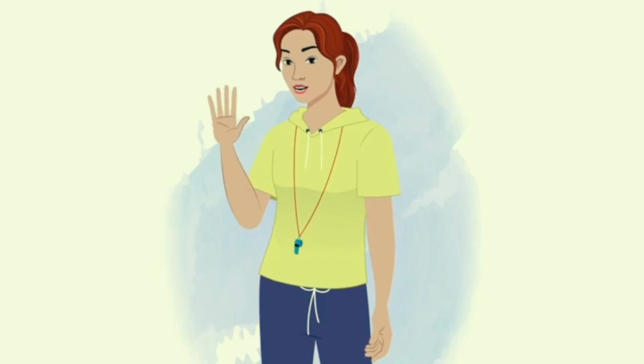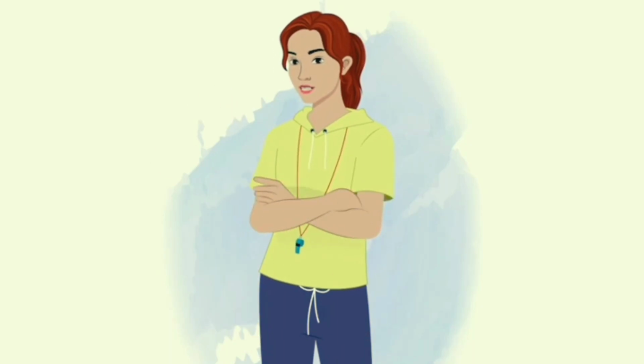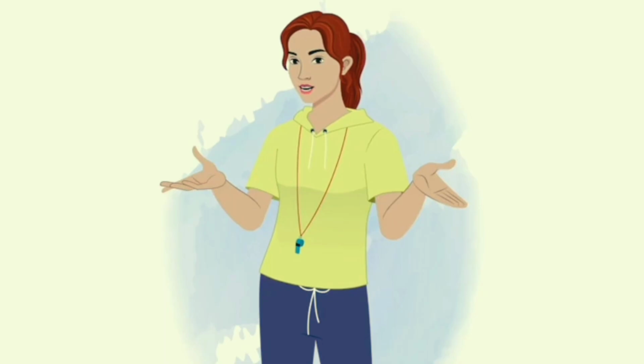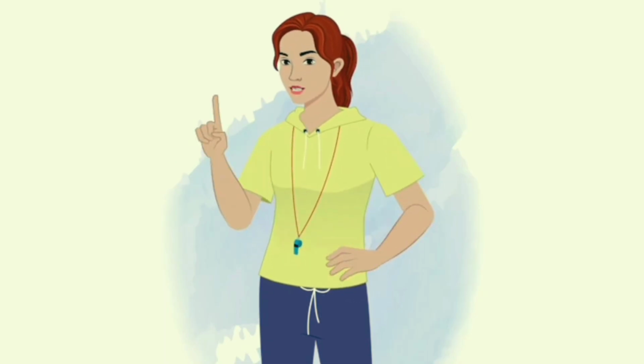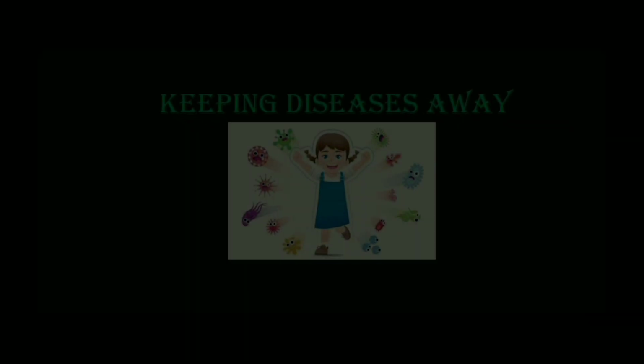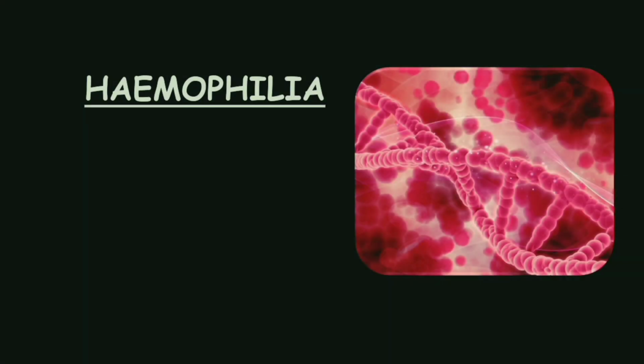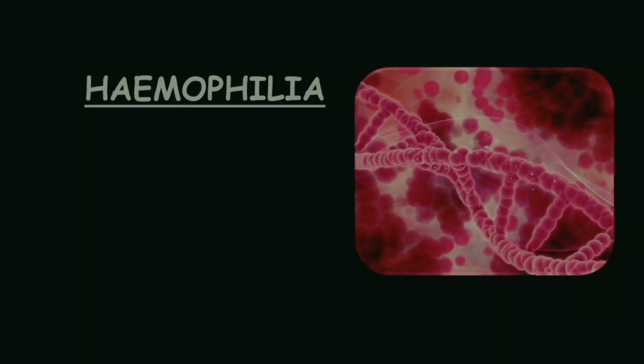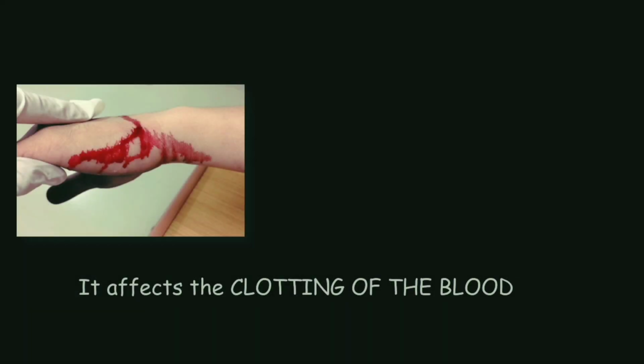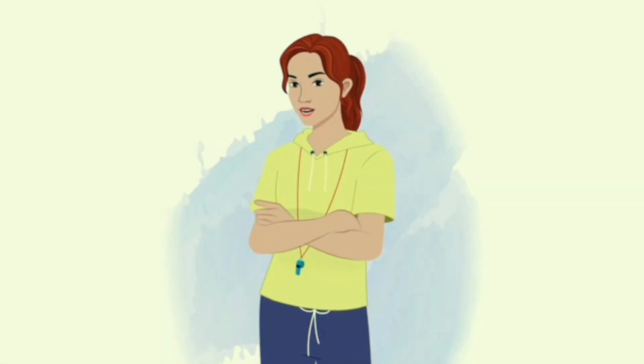Hello dear students, today we will explore some conditions caused by the changes in our DNA or the genetic material, which is considered to be the blueprint of life. Let's first discuss hemophilia. It affects the body's ability to clot blood. Shall we watch a video on hemophilia?